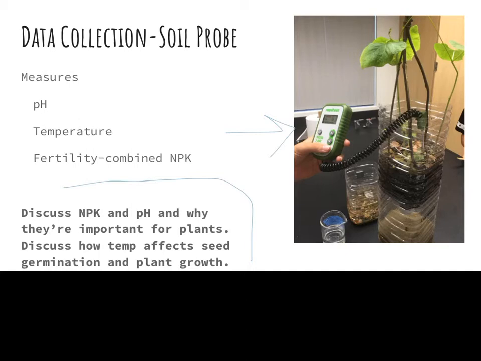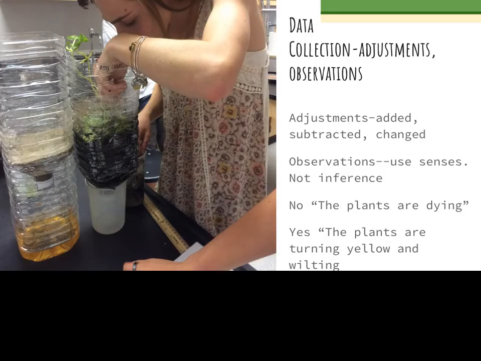All right, so as part of their data, they need to write down their adjustments and observations. One of the things that students have a hard time with is they make an observation like the plants are dying, and that's actually an inference, not an observation. They should write the plants are turning yellow and wilting. So that's one thing they need to be trained on as well.